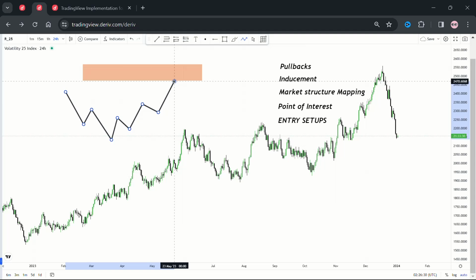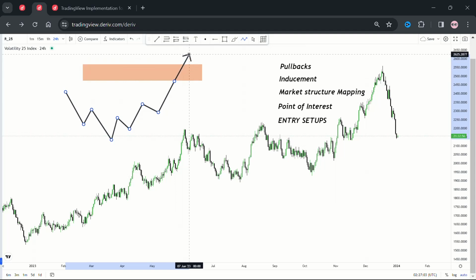Okay, so this is where entry setups come in. When the market reaches your point of interest, you don't just enter, you look for an entry setup. This is going to give you proper risk management, and it's actually going to help you avoid unnecessary trades. What I mean by that is, if you don't see an entry setup in the point of interest, you simply don't enter.